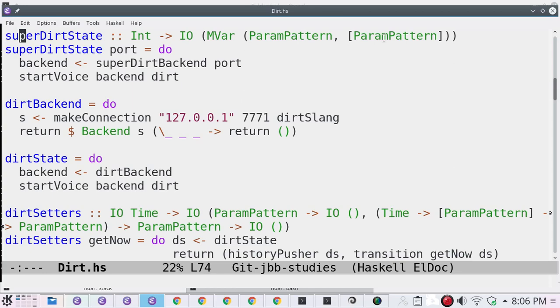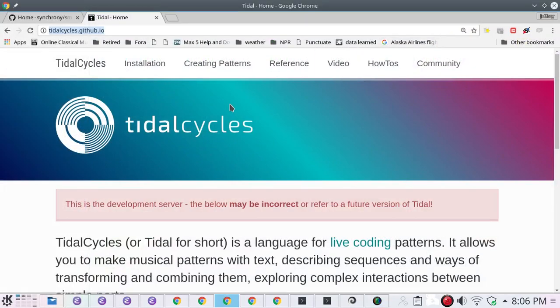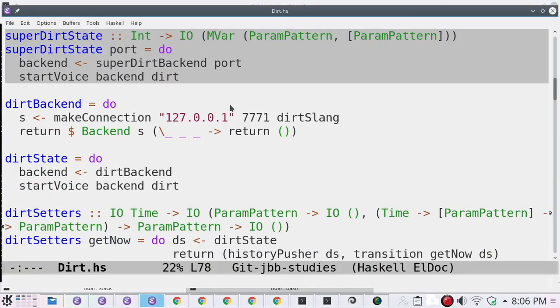Hi, I'm going to show you how to use knowledge graph software in order to make sense of a complicated call structure. In front of me I have some code for Tidal Cycles, which is some open source music software written in Haskell that I really like. And I was reading about the superdirt state function.